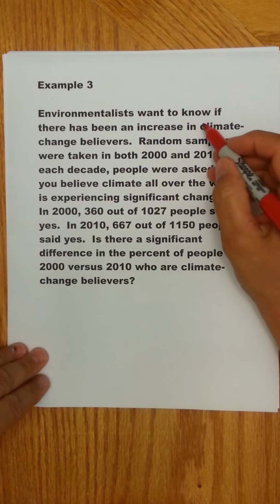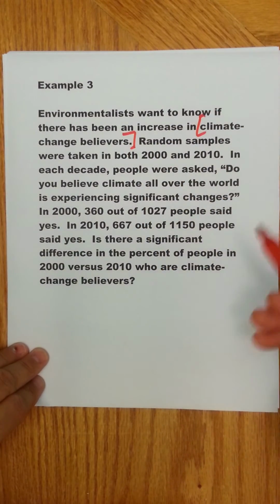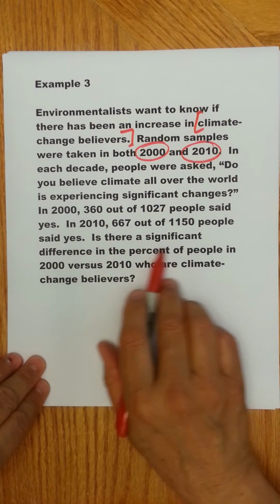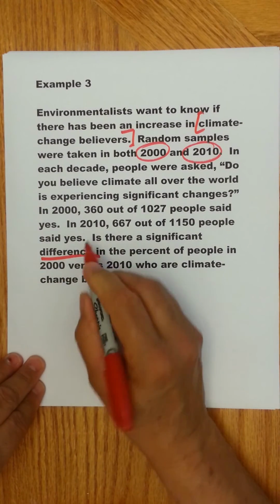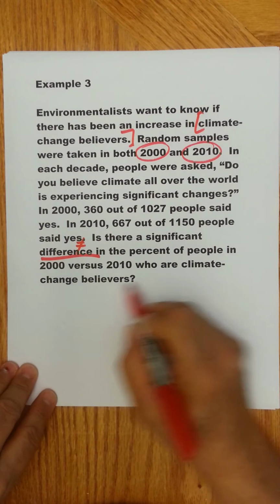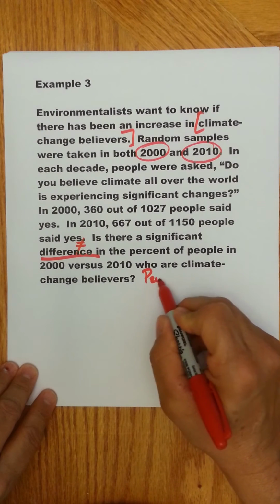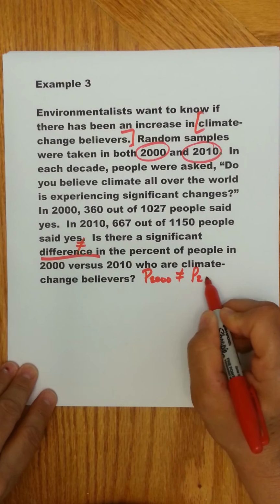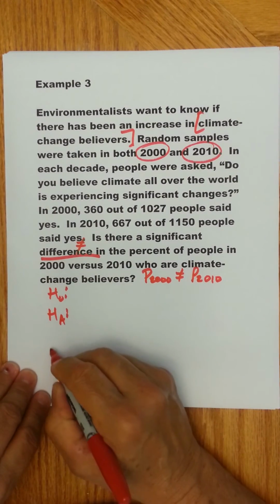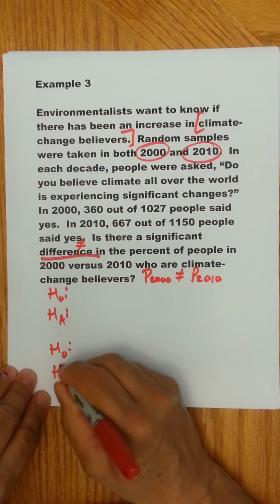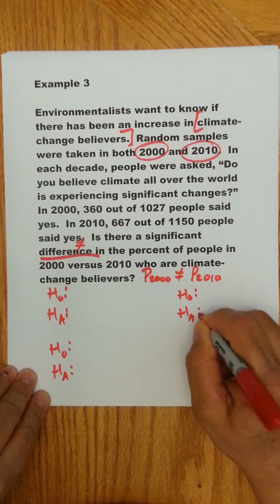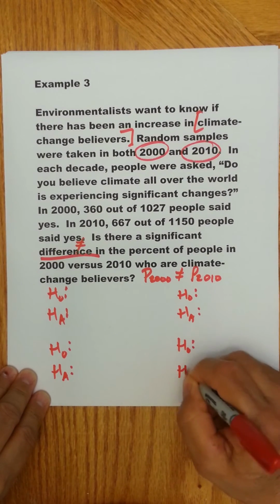the trait was whether you're a climate change believer or not. And you're looking across two populations, 2000 and 2010. Specifically, they're asking to test the claim, is there a significant difference? So difference is when you have a not equal to in your alternative. So that could be something like P of 2000 is different from P of 2010. So let's go ahead and set up our 4 possible hypotheses. And of course, you only have to choose one of these. I'm showing you all your possible options so that you know what's available to you.